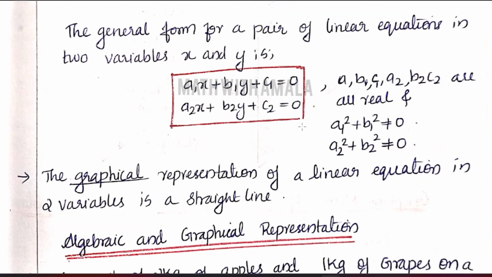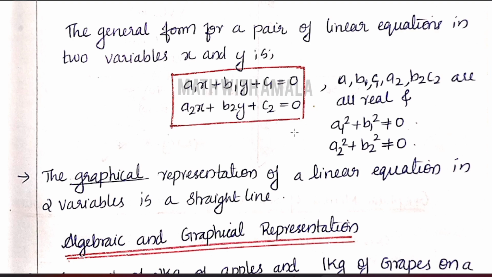The general form of a pair of linear equations in two variables x and y is a1x plus b1y plus c1 equal to 0, a2x plus b2y plus c2 equal to 0. Here a1, b1, c1, a2, b2, c2 are all real numbers, and a1 square plus b1 square and a2 square plus b2 square are not equal to 0 anyways.